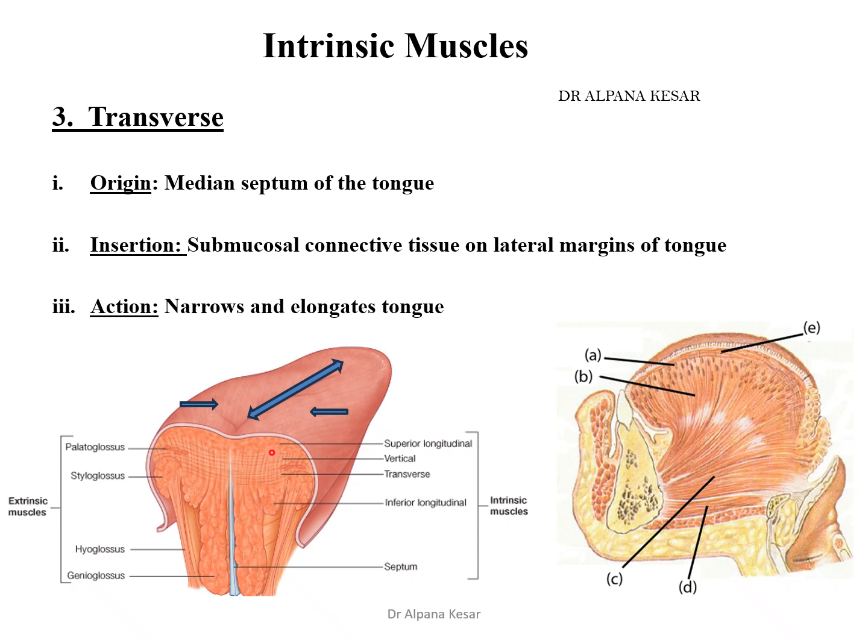Transverse muscle. These are the fibers of transverse muscle. The fibers run from the median septum of the tongue to the submucosal connective tissue on the lateral margin of the tongue. The fibers run horizontally. When the muscle contracts, it will narrow the tongue and thus helps to elongate as well.